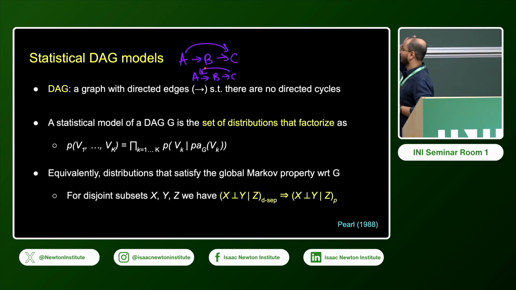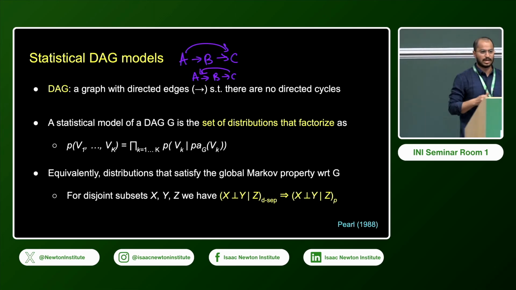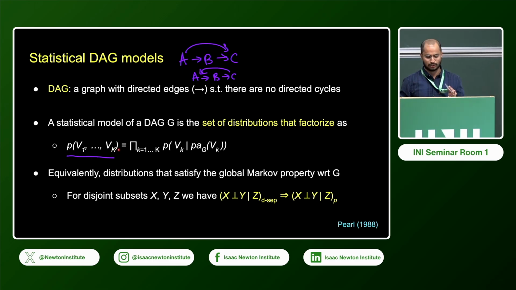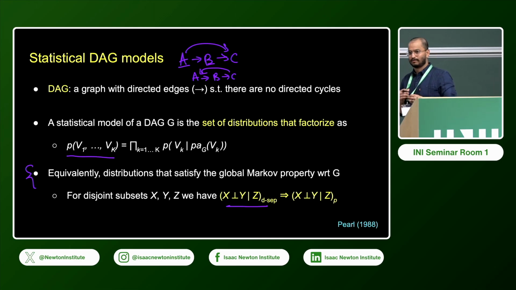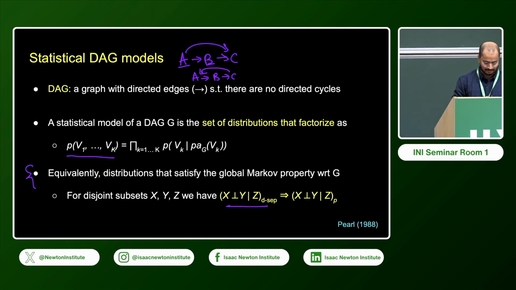And then a statistical model of a DAG is the set of distributions that satisfy what's known as the DAG factorization, which is that you take the joint distribution and you get a Markov factor for each variable given what are known as its parents. So the parents of A over here is the empty set, the parents of B is A, the parents of C is A and B. Equivalently, you could say that it is the set of distributions that satisfy the global Markov property with respect to G. So for disjoint sets X, Y, and Z, we have that d-separation in the graph implies independence in the probability distribution. And I'll assume, given the audience, that everyone knows what d-separation is.